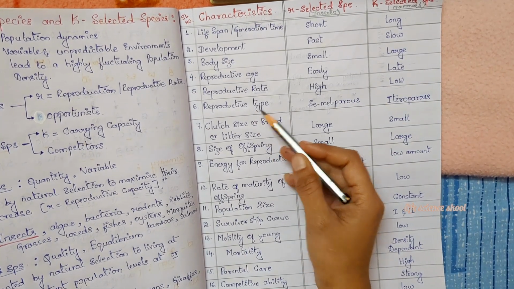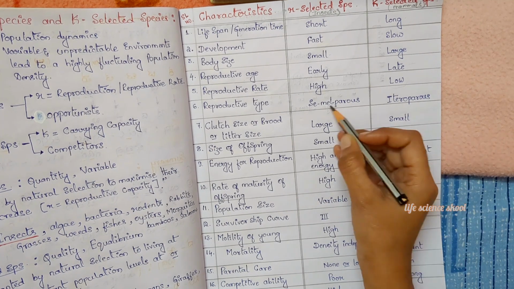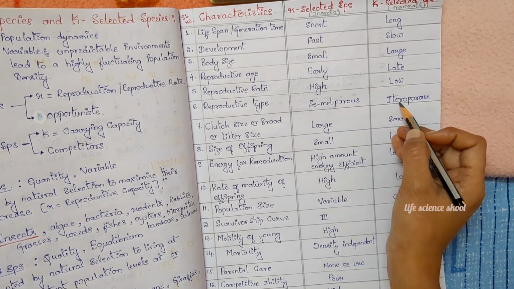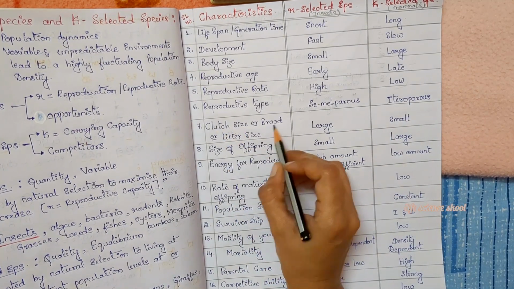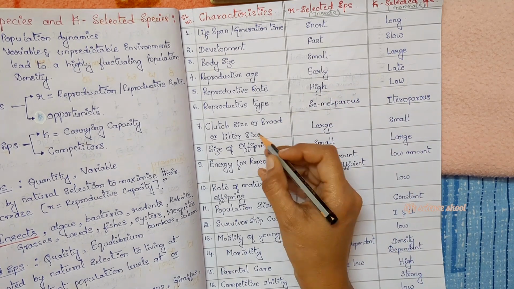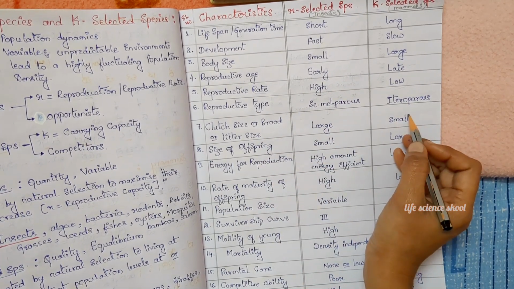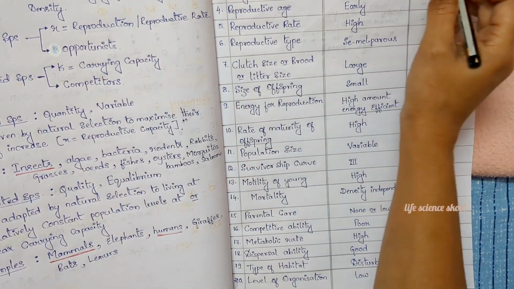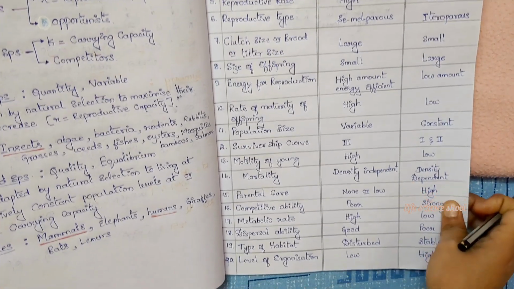Then reproductive type: r-selected species are semelparous, K-selected species are iteroparous. Semelparous means only one reproduction per lifetime, while this is many reproductions. Next, clutch size. Clutch size is nothing but the brood size or litter size. Here the brood size will be large, and the brood size will be small in K-selected species. Same thing, insects and mammals. Remember these things and go through all of them, it will be easy to understand.